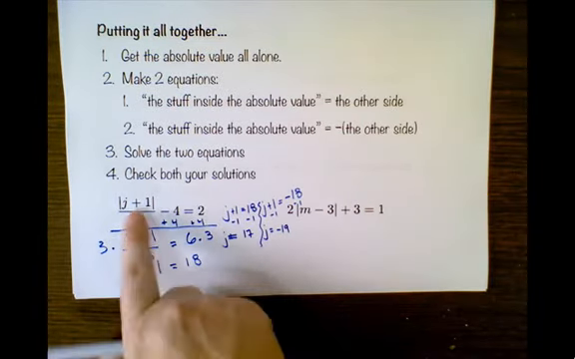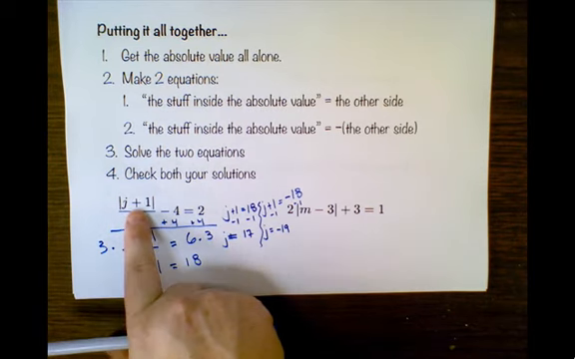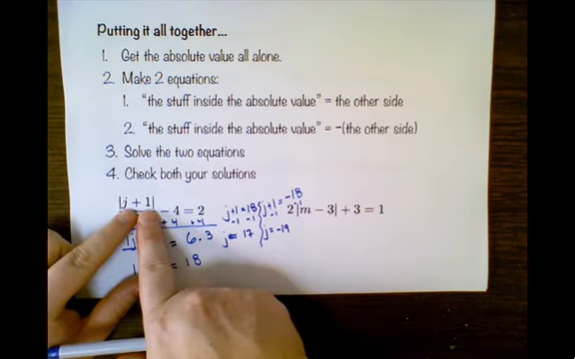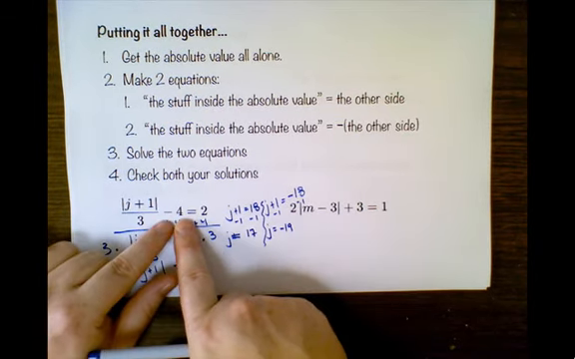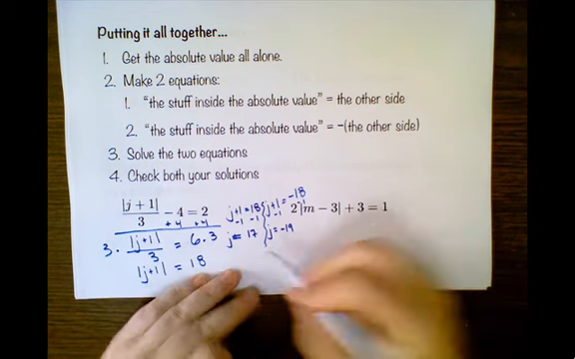Okay, where was I? I had a negative 18 inside this absolute value. I'm checking negative 19. The absolute value of negative 18 is positive 18. Divided by 3 is 6. Minus 4 is 2. Great, they both work.